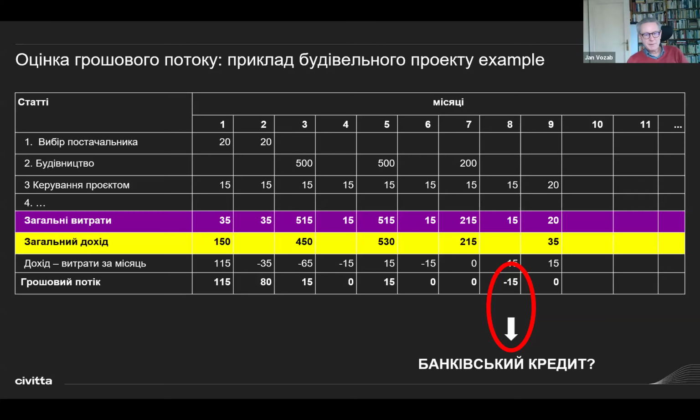And this particular case is the main reason why you need to calculate a cash flow: to make sure that you have got enough money from donors to cover all your expenses, or if you don't have enough money from donors to cover your expenses, that you know how much money you will need from some other resources, either from the bank loan or from some other resources.